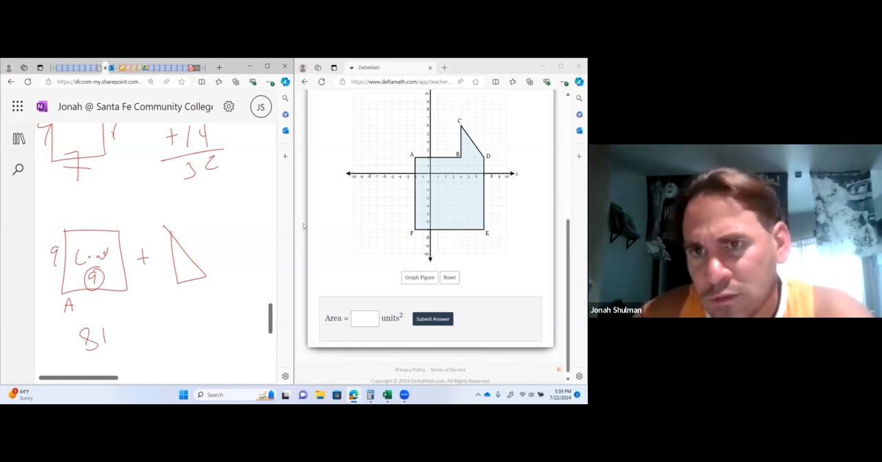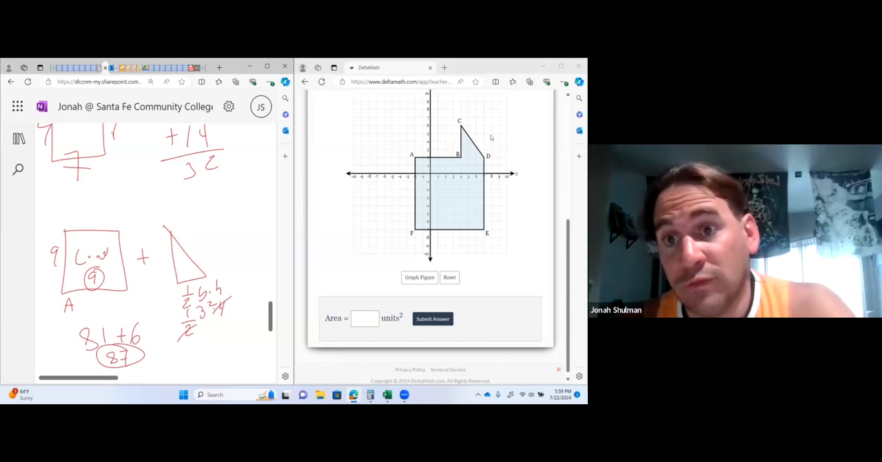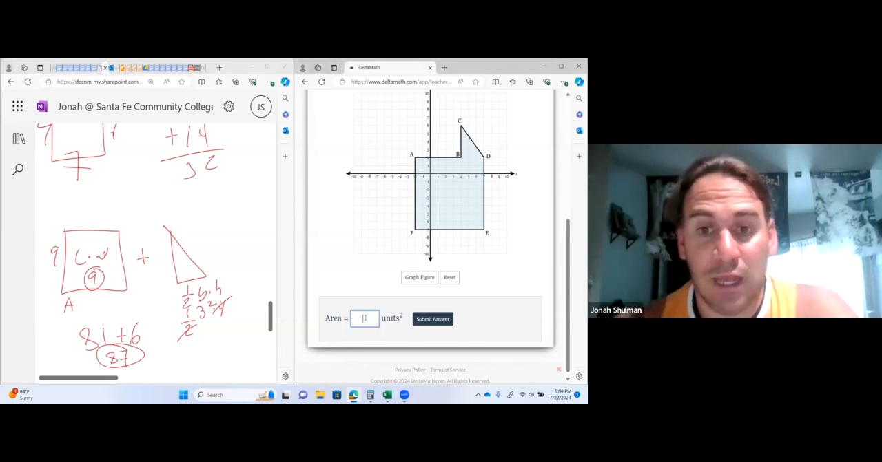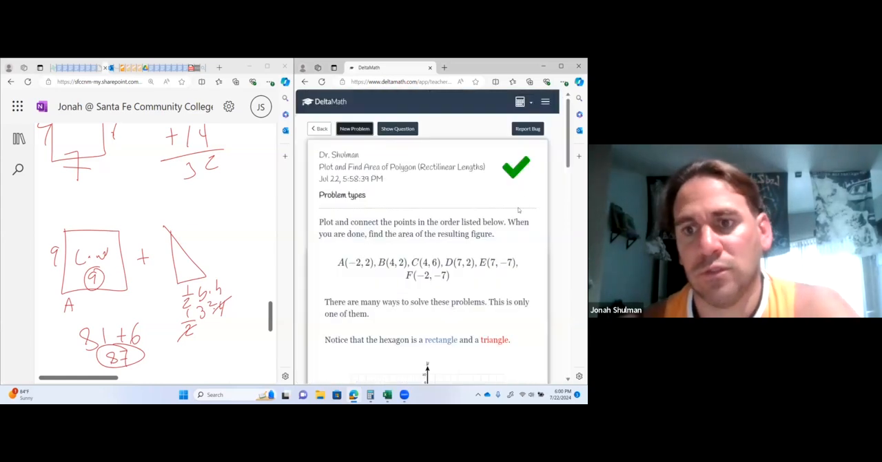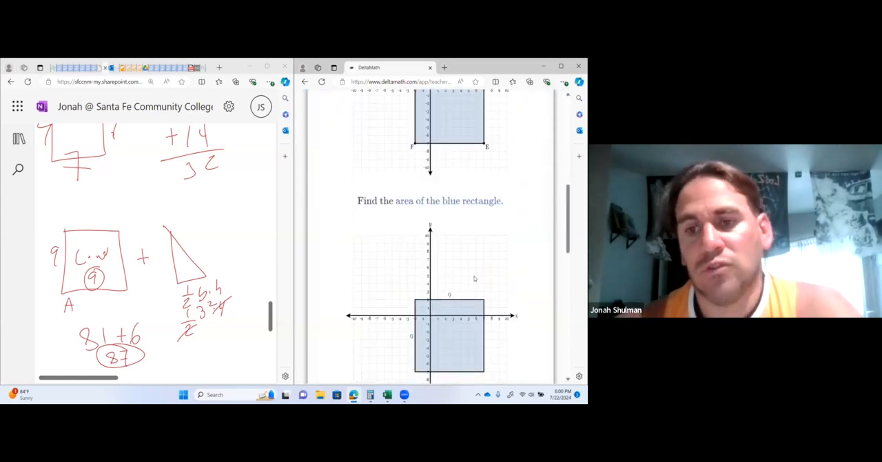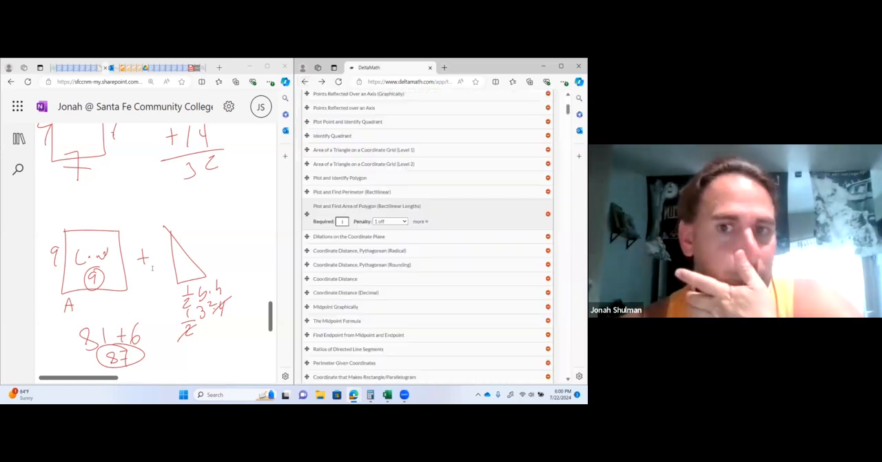This is 1, 2, 3, 1, 2, 3, 4. So it's 1/2 base times height, 3 times 4. You can just do half of 4 is 2. 81 plus 6, 87. If you count all of these, you should get 87 boxes. I would not recommend counting them all. You will have one like this on the quiz, I'm sure. There's usually one like this where you have to do the area of the shape on there.